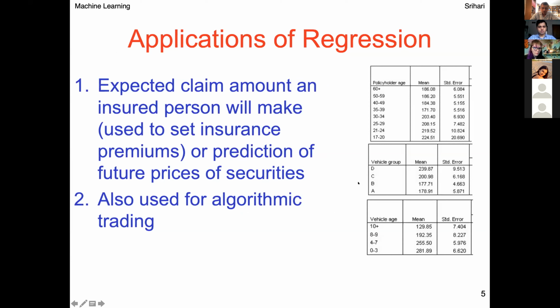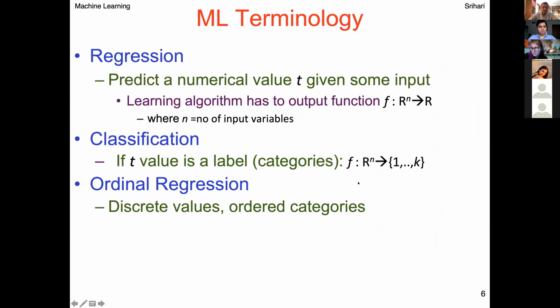Okay, so regression is to predict a numerical value t given some input, and the learning algorithm has to output a function f: R^n to R, where n is the number of input variables. So you have to map a set of numbers, a vector of numbers in n-dimensional space, and you're mapping it to a single value. And so that is a regression problem.